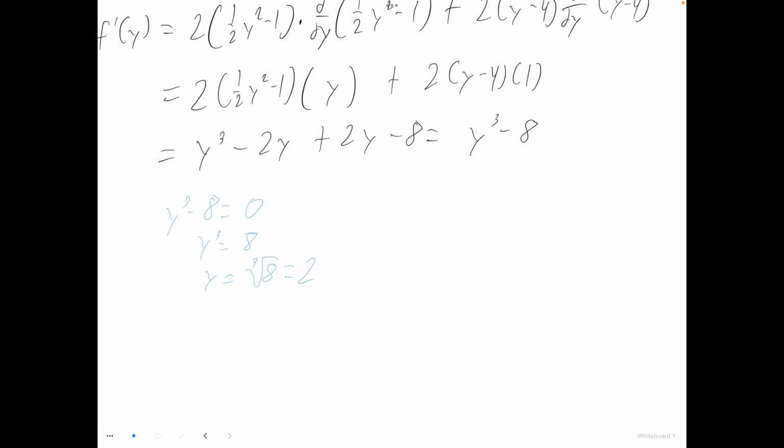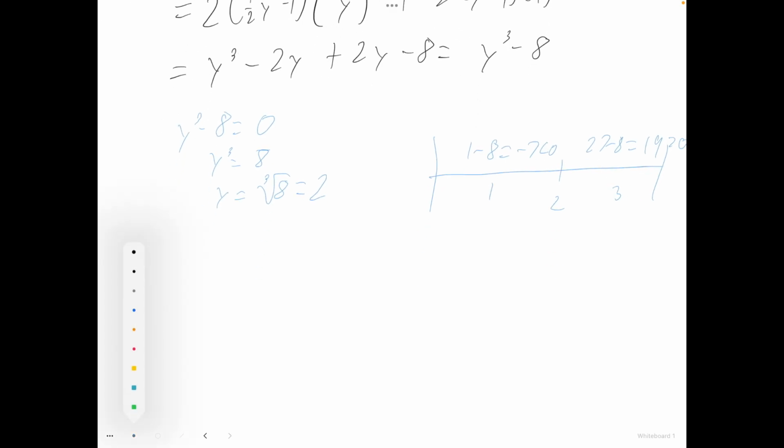And then using the sign line like we did before, plugging in things. If we plug in 1, we're going to get 1 minus 8, which is negative 7, which is less than 0. If we plug in 3, we're going to get 27 minus 8, which is 19, and that's greater than 0. And so we see that 2 is indeed where the absolute minimum occurs. And so the absolute min occurs at y equal to 2.